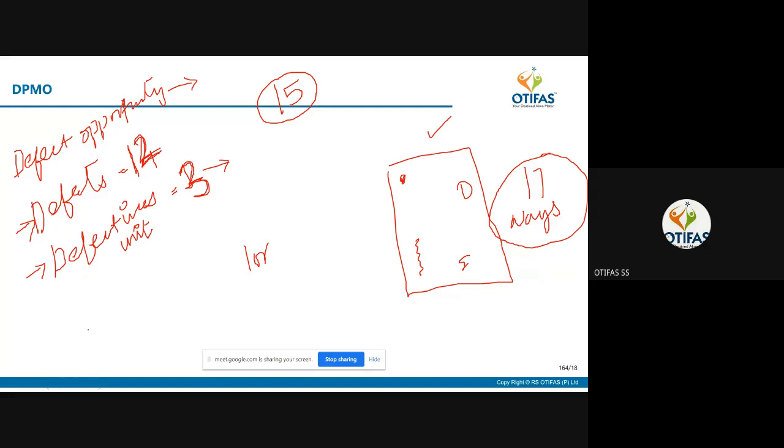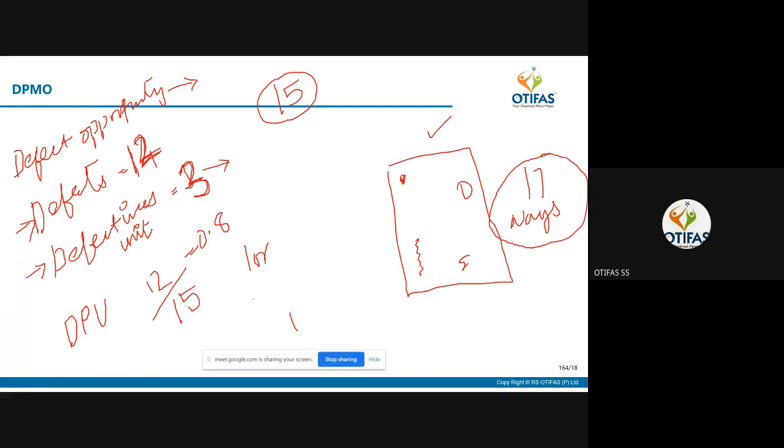Okay, now let us see what DPU is. DPU, defects per unit. It's very simple: defects per unit. Suppose I inspected 15 units, and out of 15 units I get 12 defects. What is my DPU? Can you calculate? 12 divided by 15. Somebody? 0.8. Okay, so my DPU is 0.8.